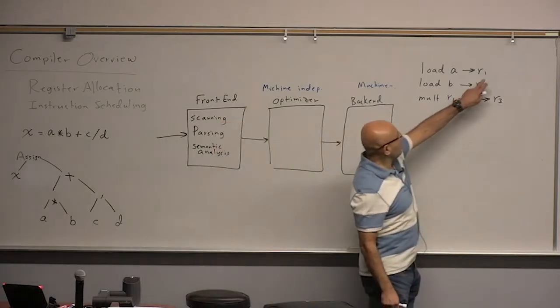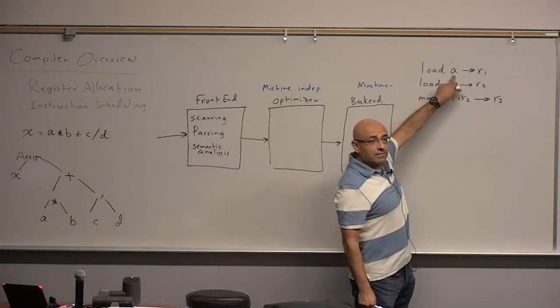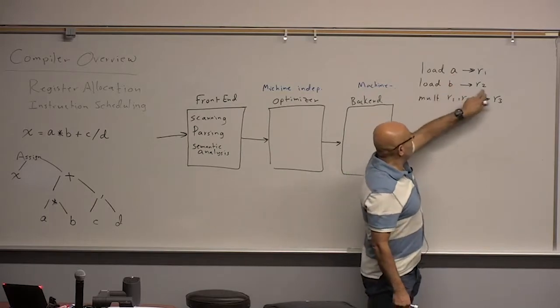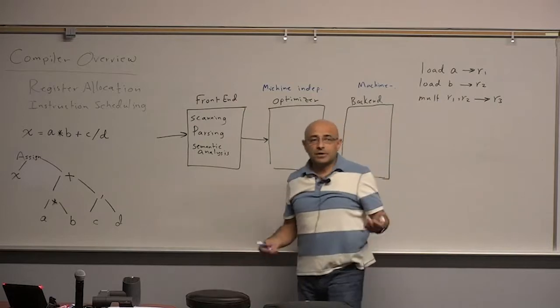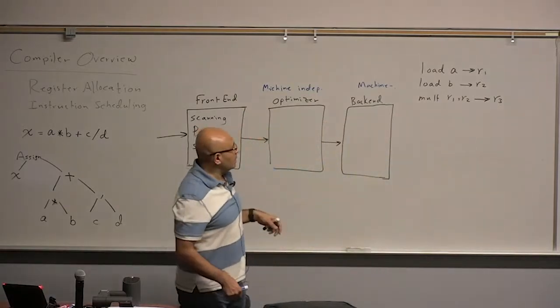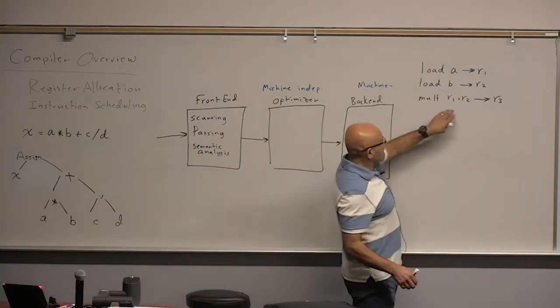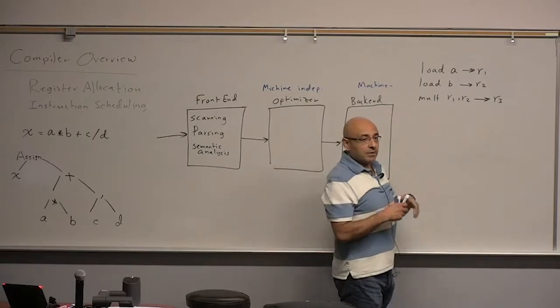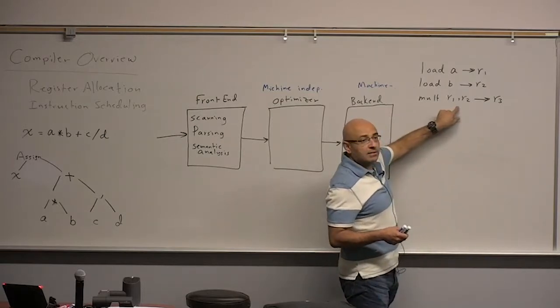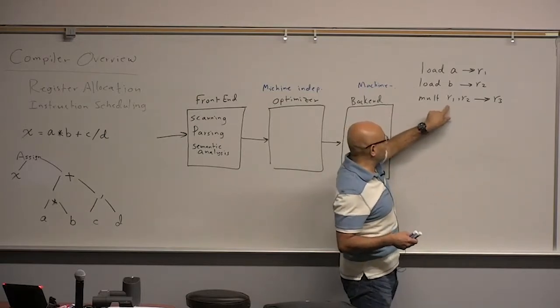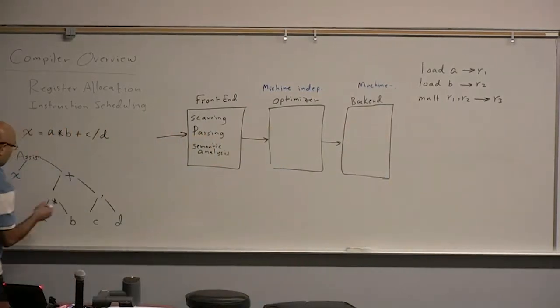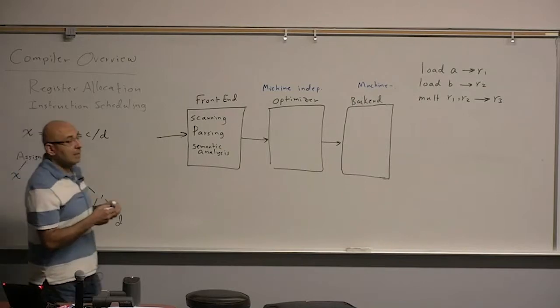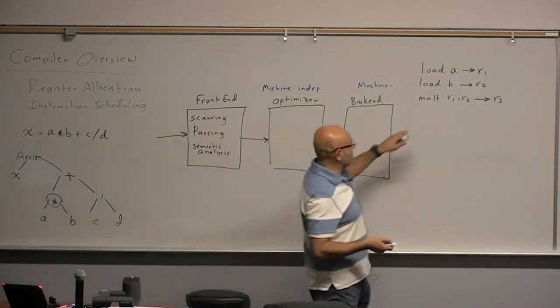Register R1 holds an actual program variable. Register number 2 has a program variable. Register number 3 has a temporary. It doesn't correspond to a program variable. It stores some intermediate result, which is the result of the multiplication between R1 and R2. So it corresponds to this node in the abstract syntax tree.